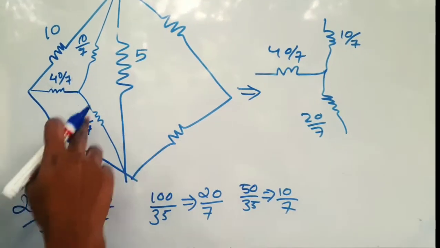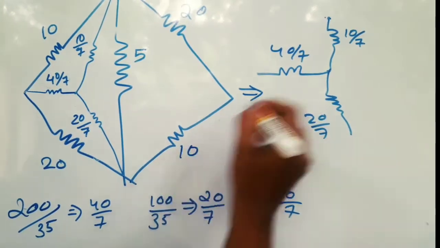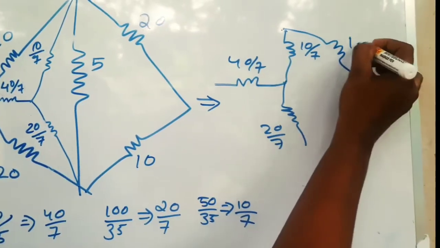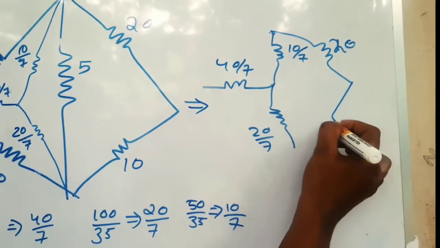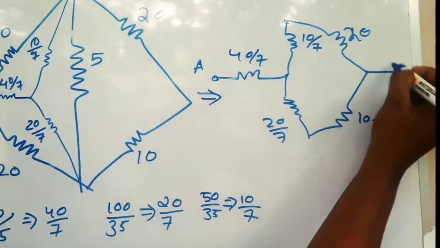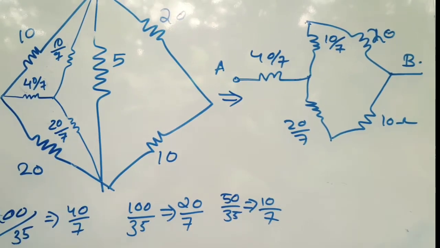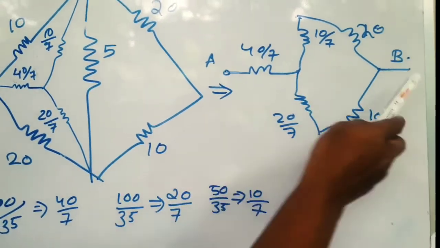Then comes this 20 ohm, this is 10 ohm. So comes this 20 ohm and here comes the 10 ohm. Our A point is this and our B point is this. Now our circuit is simplified. So we can easily calculate the equivalent resistance between A and B.